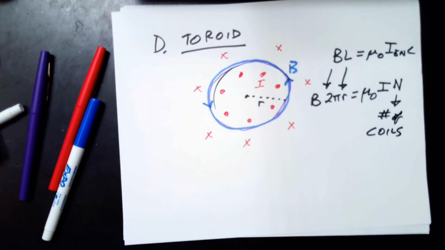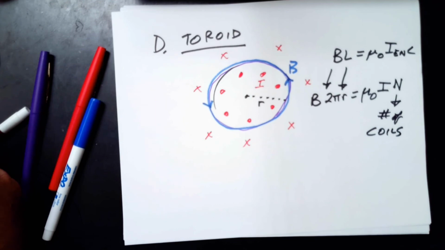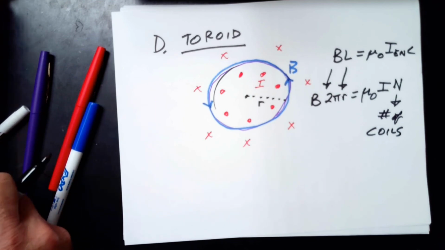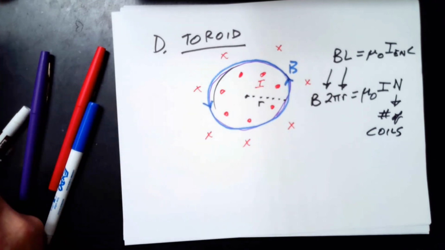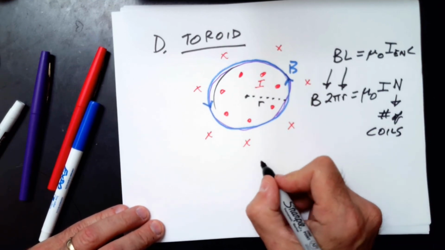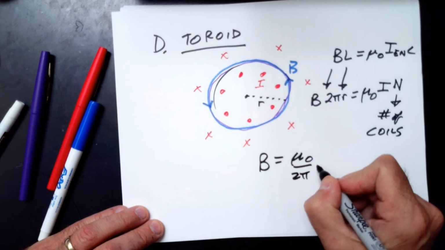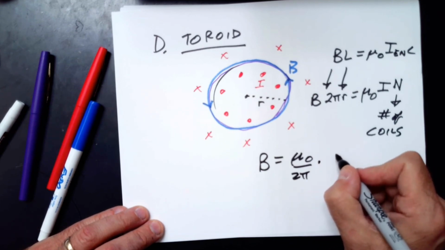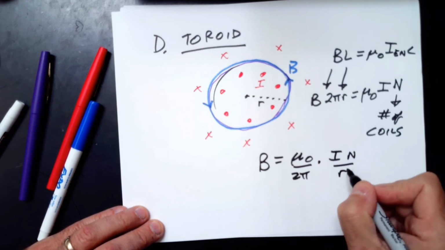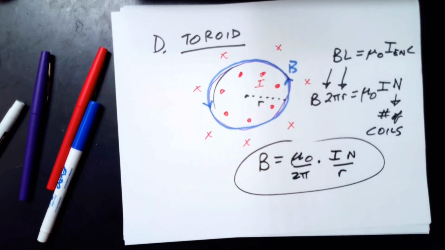I'm just checking to see if I have anything else I wanted to explain before I shut off the video. Okay, and so you could solve this. I guess we're winding up doing it all anyway. B times 2 pi R equals mu 0 I N, so B equals mu 0 I N over 2 pi R.